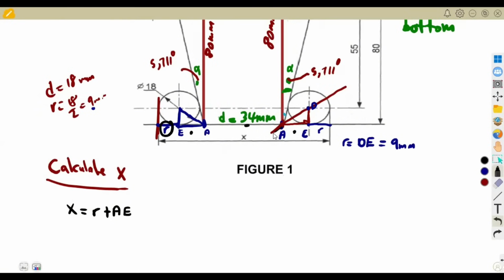Then we move on. This is the diameter on the bottom, plus another AE, which is the same as this AE that we had, plus another radius, which is the same as this radius. So X is equal to radius plus radius, which is 2R, and AE and AE are the same, so plus 2AE. So as long as I calculate this AE, I'm done. How are you going to find AE? Remember, we are given that our diameter here is 18, which means the radius is 9 millimeters.